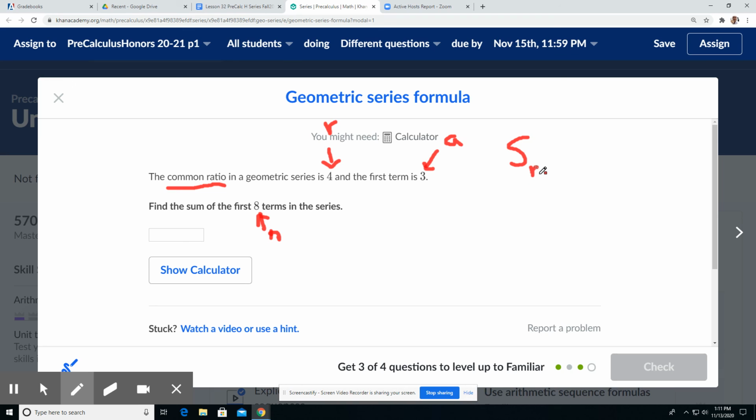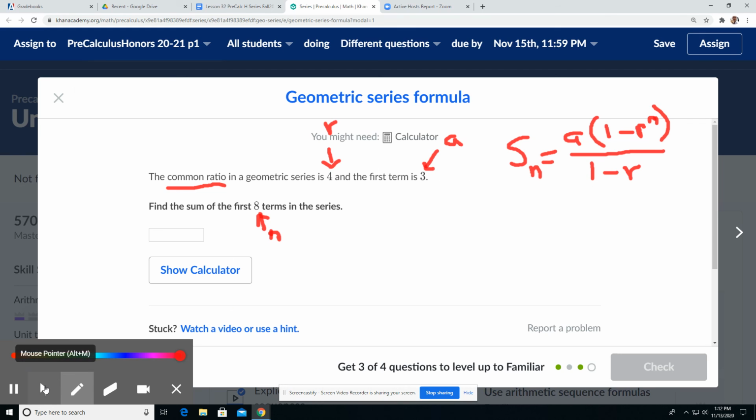So S of N, always rewrite the formula, equals A, parenthesis 1 minus R to the N, all over 1 minus R. And this is done exactly the same way. I've seen some of the problems where they solve for A or they solve for a different letter. So you're just plugging things in and you solve it like you normally would. So come to class with questions if you get any of those and you get stuck on it.